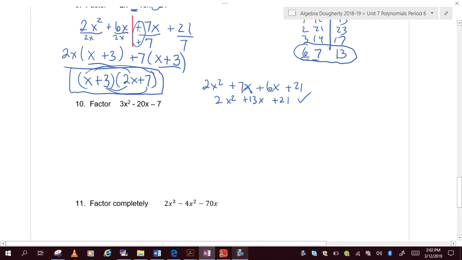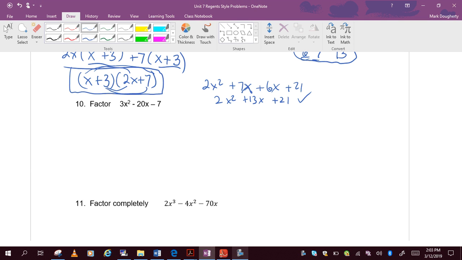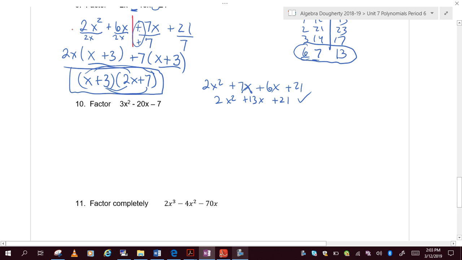Let's do number 10 since we have time. 3x squared minus 20x minus 7. Let's see, we need numbers that multiply to negative 21 and add up to negative 20, because a was equal to 3 and c was equal to negative 7, so AC was negative 21. Let's see here. I see 1 and negative 21. 1 plus negative 21 adds up to negative 20. First try, I'm a lucky guy.